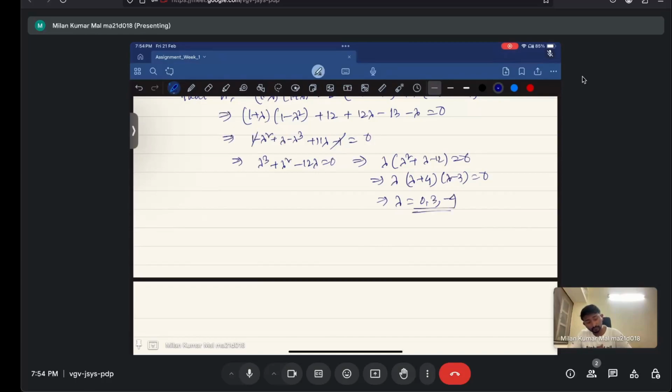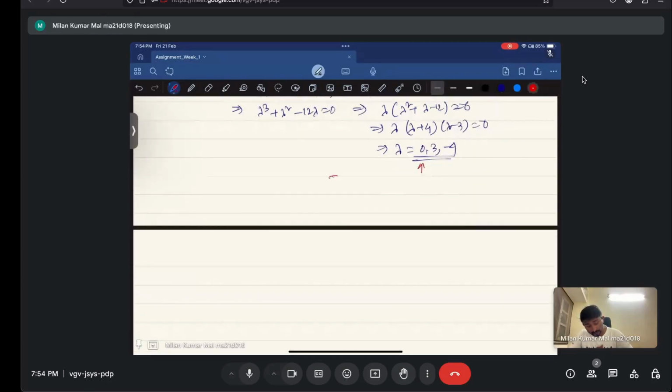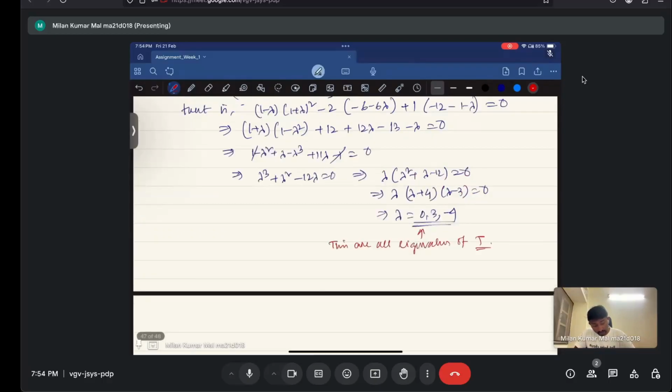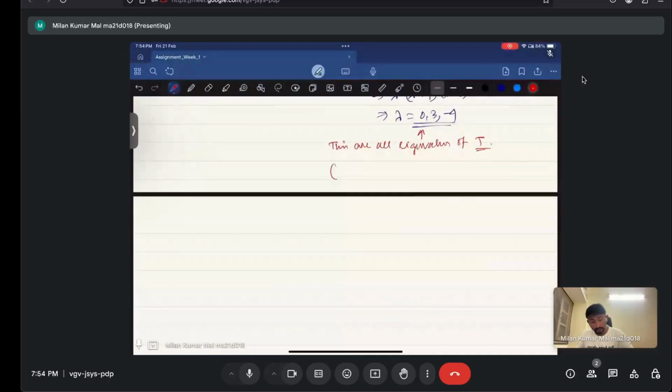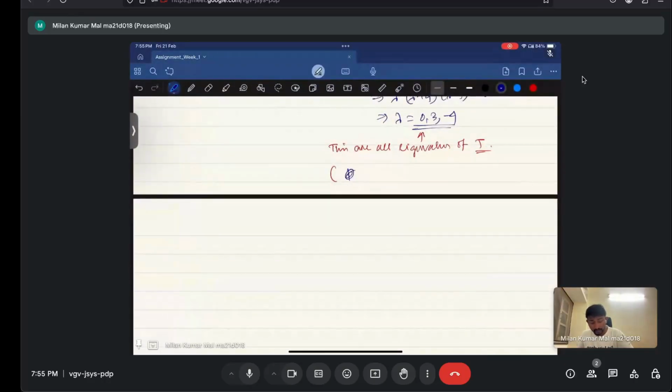So these are all the eigenvalues of T, right? Because that does not depend on the matrix. So which option is correct? The correct option is 0, 3, minus 4, and all other options are false. Okay, so this is question 3. Therefore one can write that option C is correct.